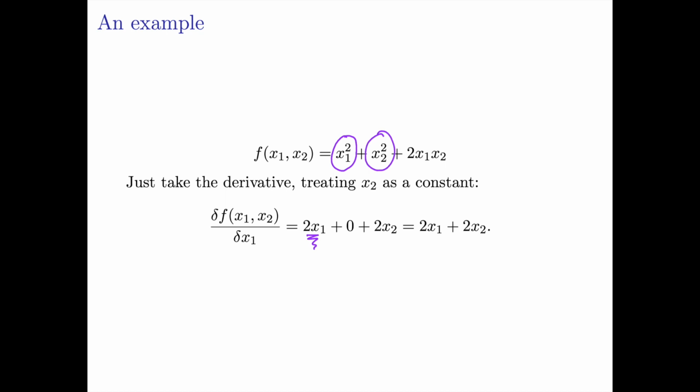When x2 is a constant, x2 squared is a constant as well. So the derivative of x2 squared is 0. Finally, for the derivative of 2 x1 x2, the function is the constant 2x2 times x1. So if we take the derivative, it's just the constant part. So it's 2x2. So then we have the following: the partial derivative of f with respect to x1 is just 2x1 plus 2x2.